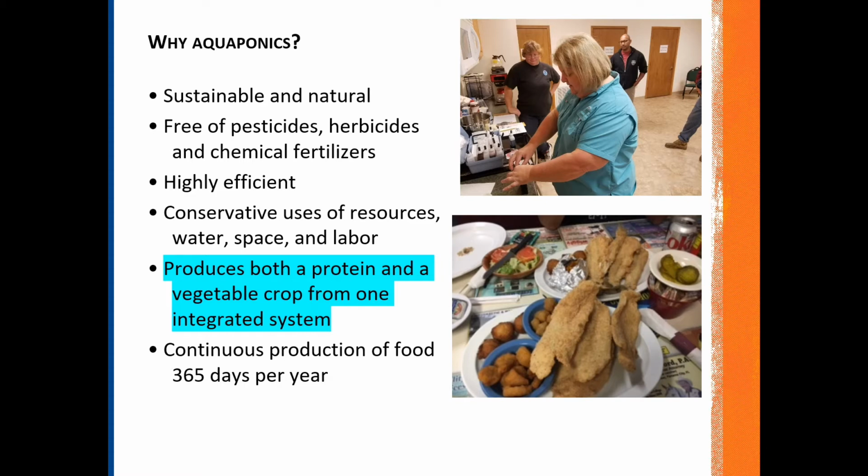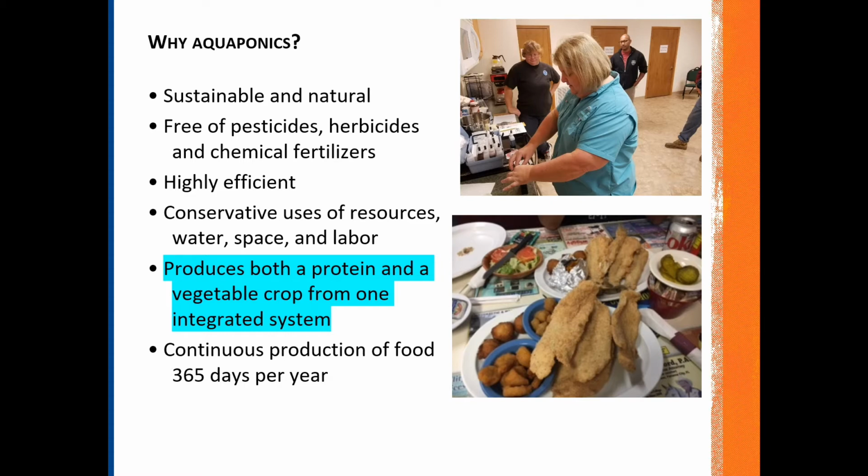So why do we look at aquaponics as a way to grow food? Well, it's very sustainable and natural. It's free of all pesticides, herbicides, and any kind of chemical fertilizer, because you can't put anything in the system that's going to harm the fish. It is very highly efficient and very conservative in its use of resources in terms of water, space, and labor. You can put aquaponics in an area where you don't have the land or the soil for more traditional agriculture.